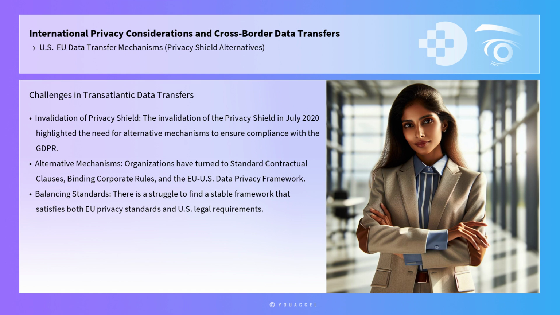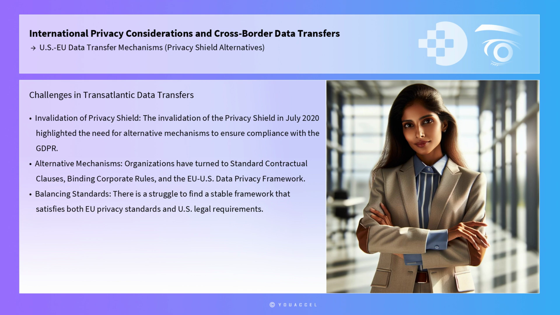The United States and the European Union have long struggled to find a stable framework for transatlantic data transfers that satisfies both EU privacy standards and US legal requirements. The invalidation of the Privacy Shield in July 2020 by the Court of Justice of the European Union under the Schrems II decision underscored the critical need for alternative mechanisms to ensure compliance with the General Data Protection Regulation while facilitating business operations across borders.